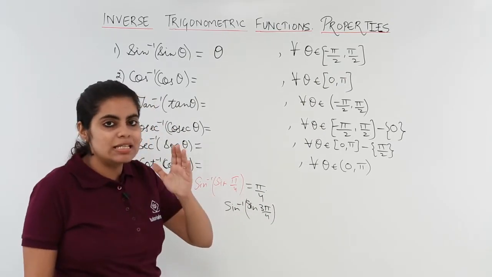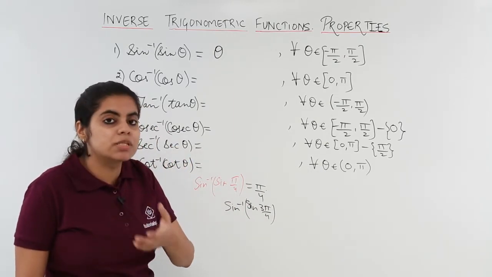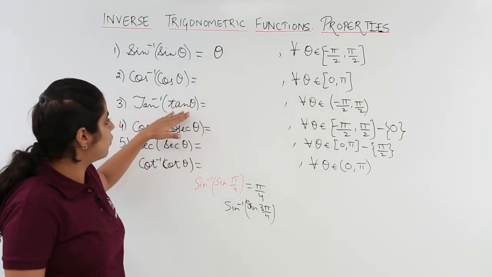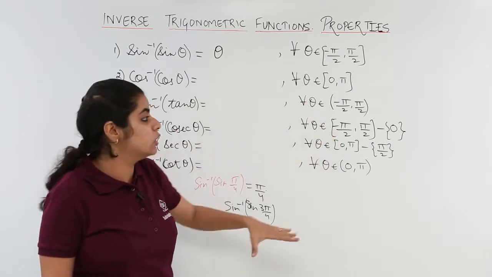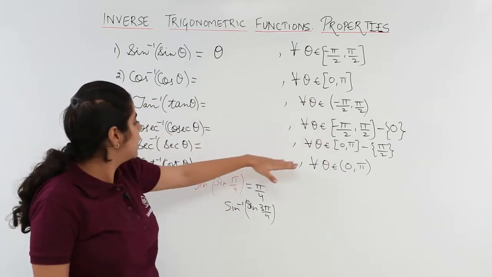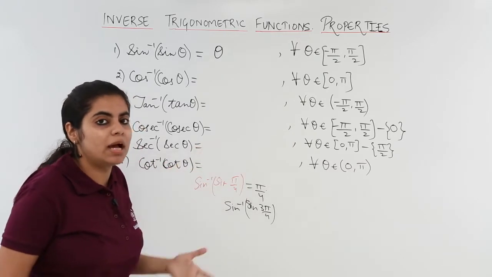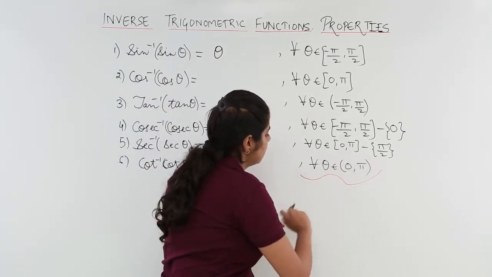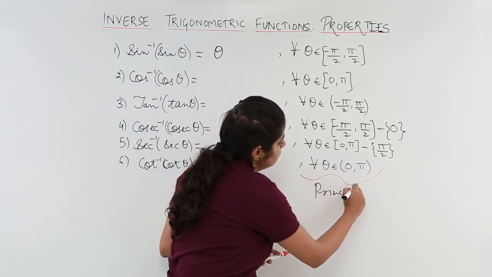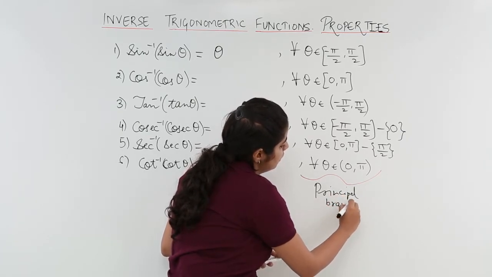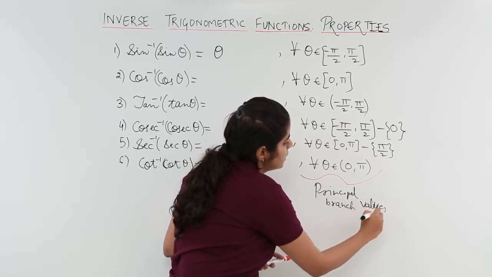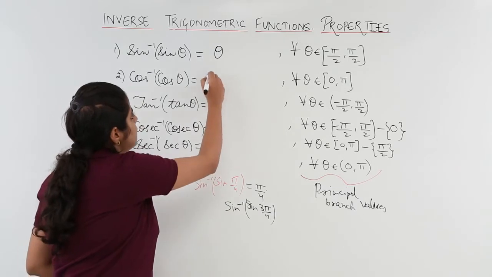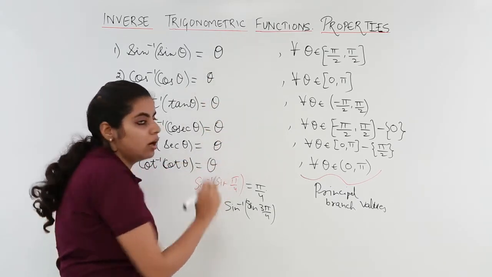But for now, understand that if the values are principal branch values, say 0 to pi for cos, minus pi by 2 to pi by 2 for tan, minus pi by 2 to pi by 2 with 0 not included for cosecant, 0 to pi with pi by 2 not included for secant, in all these cases these values are nothing but principal branch values, and since these are the principal branch values, I have all these giving me the same answer as theta.